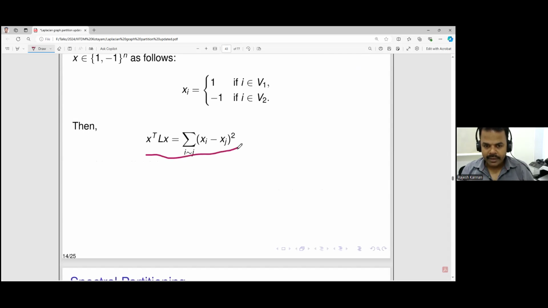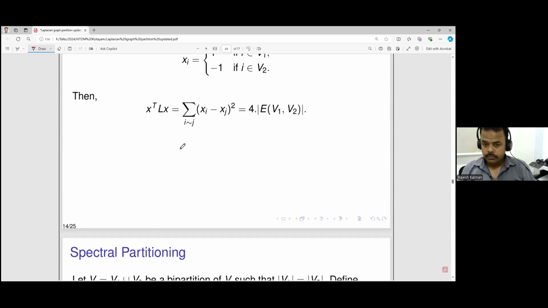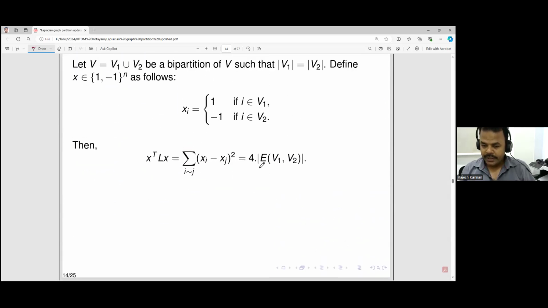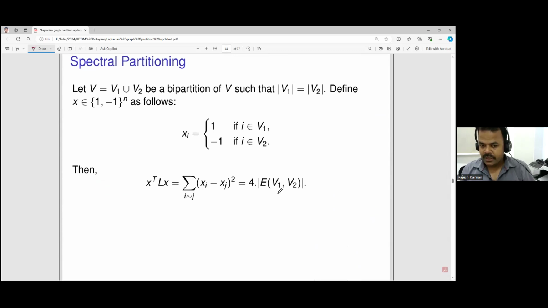Now I will evaluate this quadratic form. This is one of the very important quadratic forms you will see again and again. For this particular vector x, if you evaluate this quadratic form, this quantity is equal to 4 times the number of edges which start from V1 and end at V2. How to see this? V1 is here, V2 is here, and the edges are crossing from V1 to V2.